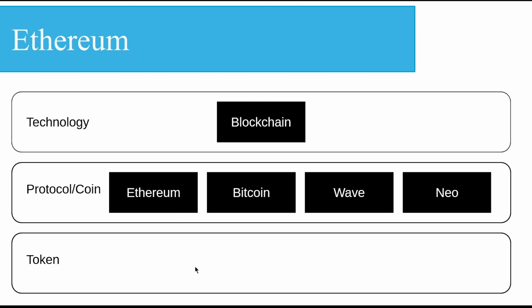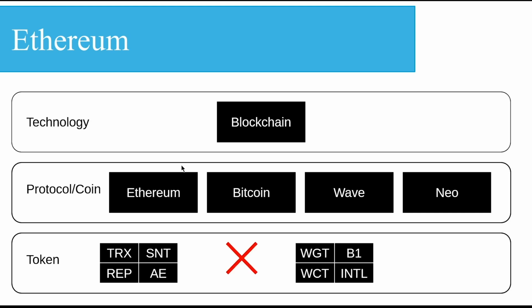Now, what are these tokens? These protocols mainly provide us with a certain amount of tokens. Like Ethereum provides us with TRX, SNT, REP, AE. Bitcoin does not have any token. Waves has WGT, B1, WCT, INTL. Neo has DBC, TKY, ONT, TNC.